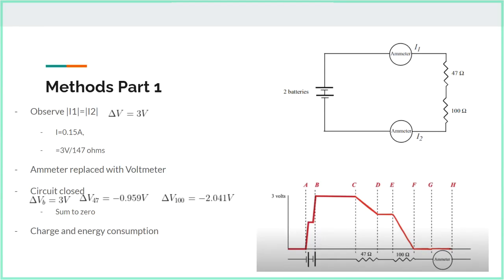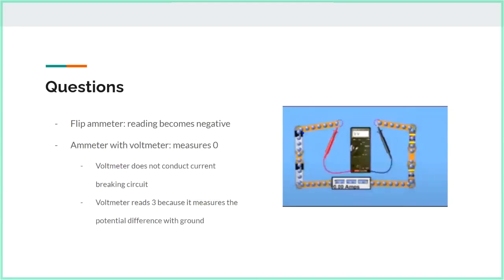Next, I replaced the ammeter with a voltmeter. The observations from this portion of the procedure were again that the reading from the ammeter became negative. Replacing the ammeter with the voltmeter caused the current to be reduced to 0, since the voltmeter does not actually conduct current. The voltmeter read 3 volts because it was measuring the potential energy difference with the ground rather than that of the circuit.